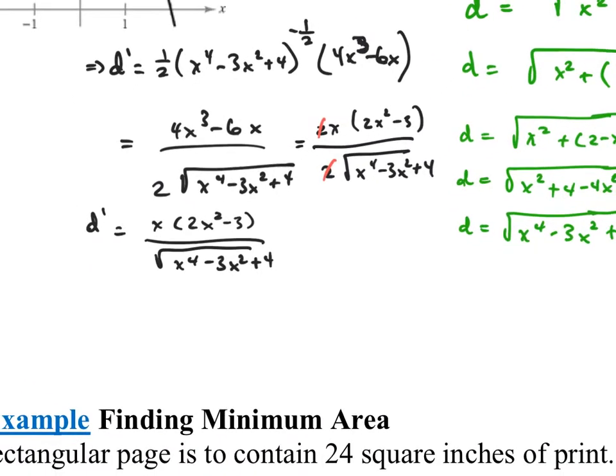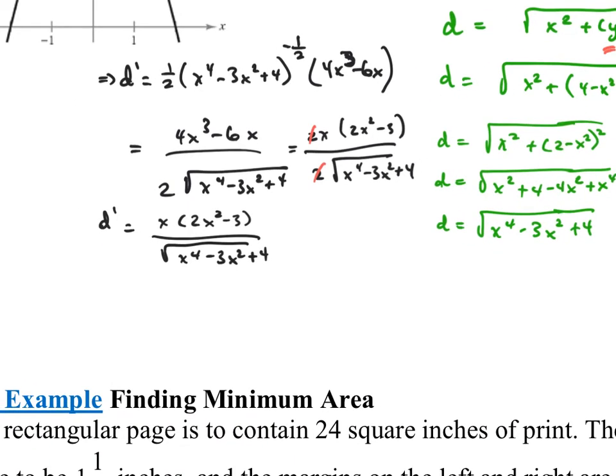Why do I care about that derivative? Because I need to find my critical values. How do I find the critical values? I set the derivative equal to 0, and I set the derivative undefined. When is this derivative equal to 0? Well, it's a fraction, so that would be when the numerator, which is x times 2x squared minus 3, equals 0. That would give me x equals 0.